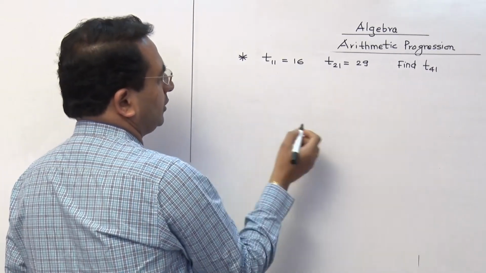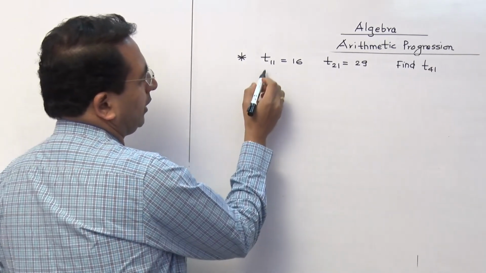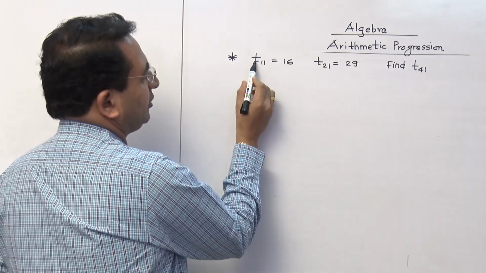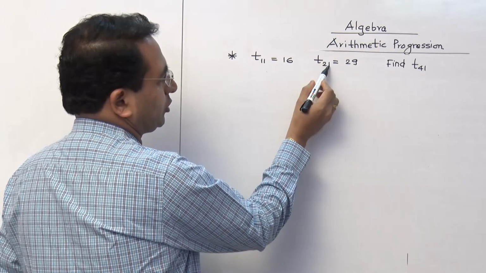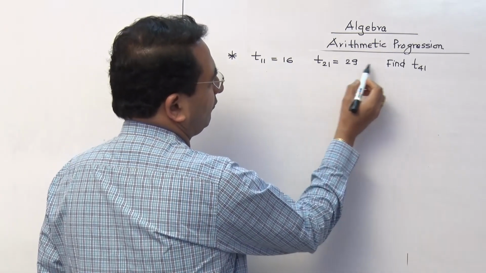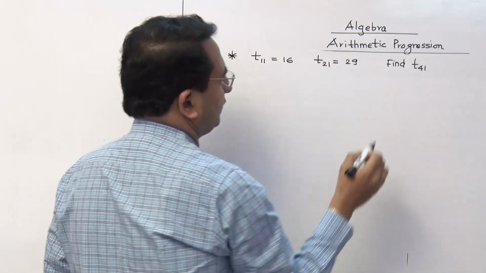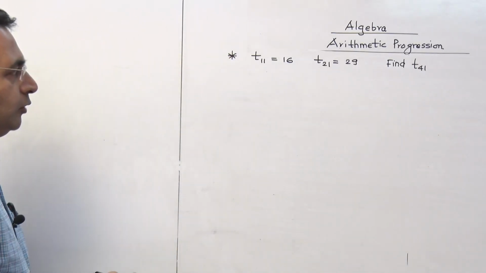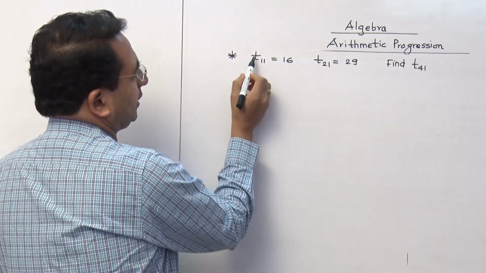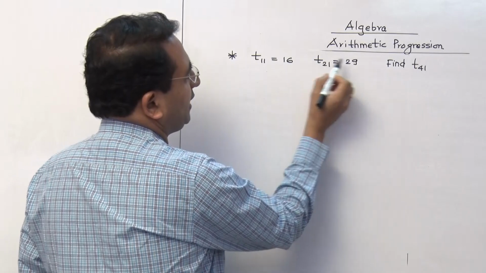Let us go for this sum now. I have written the direct thing, but in the exam they will give you: 11th term and 21st term of an AP are 16 and 29 respectively. Find 41st term of that AP. Now this is the question which is again asked for 3 marks. See the method. Now this question is related with T.